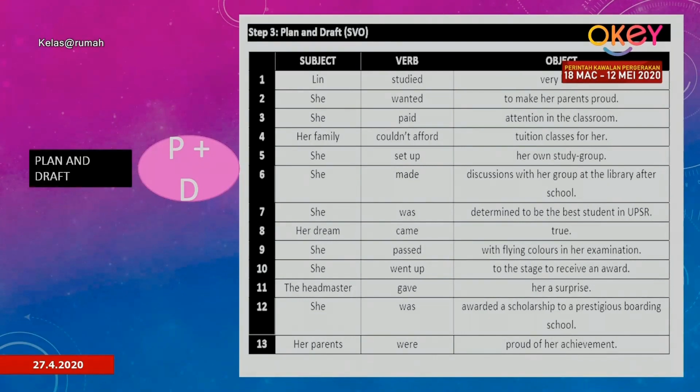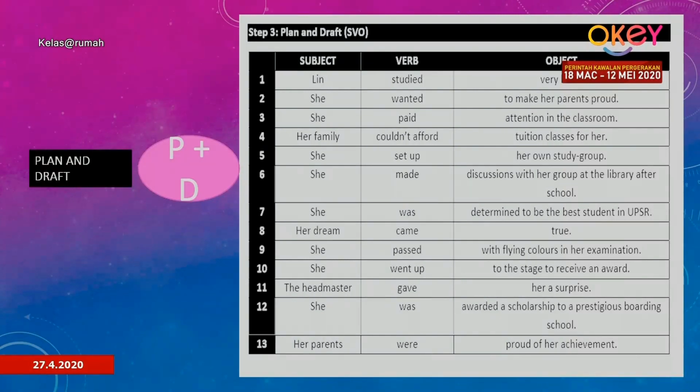Let's look at the first one. Lynn studied very hard. She wanted to make her parents proud. She paid attention in the classroom. Her family could not afford tuition classes for her. She set up her own study group. She made discussions with her group at the library after school. She was determined to be the best student in UPSR. Her dream came true. She passed with flying colors in her examination.